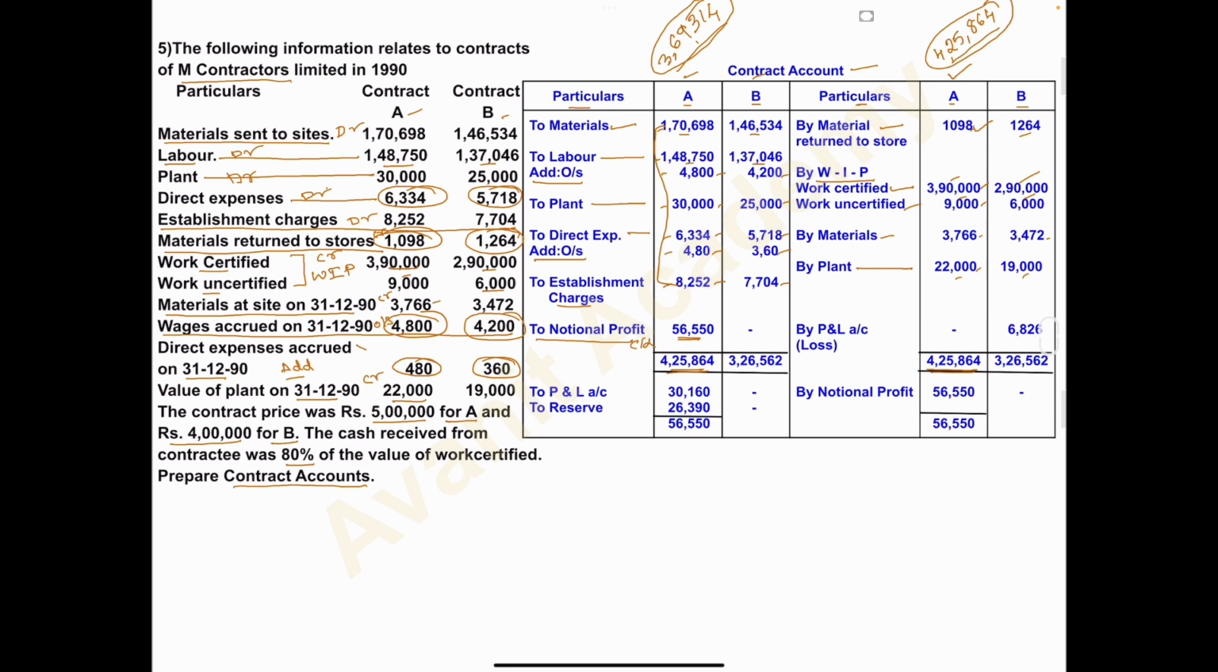Same notional profit we will bring down here. By notional profit brought down, on the credit side, the same amount, 56,550. Clear, contract A?